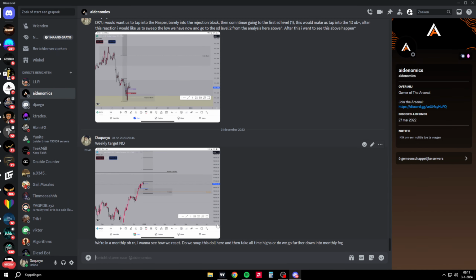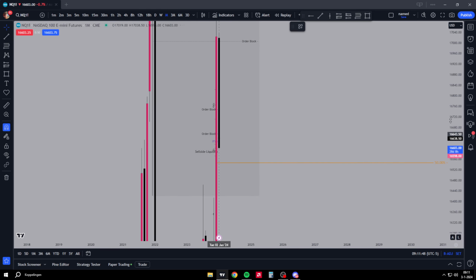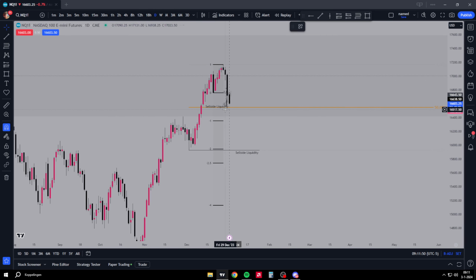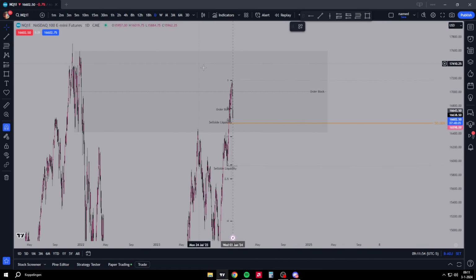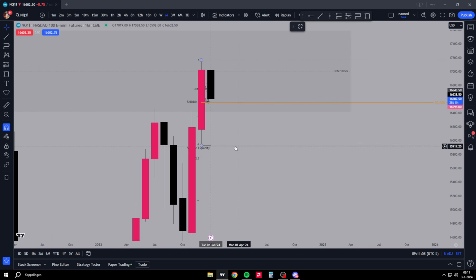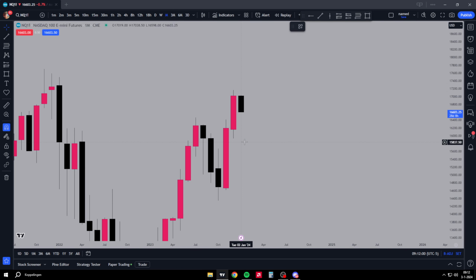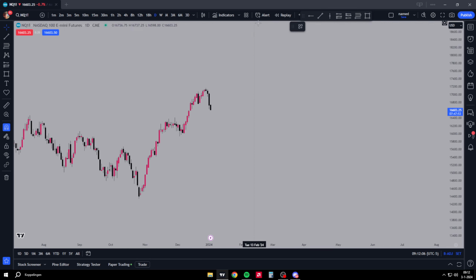Do we go further down into monthly for value gap, or do we take all-time highs? I was saying, do we tap into equilibrium and then go for all-time highs right there, or do we go for the monthly order block, which would be right here, monthly for value gap, sorry, which would be these lows.